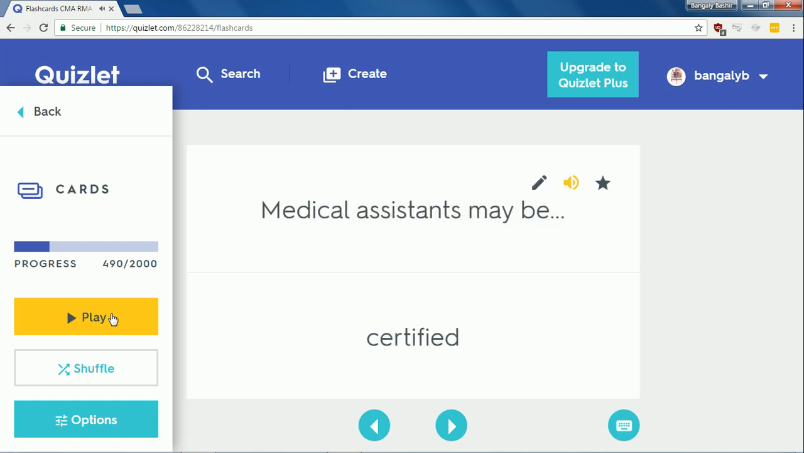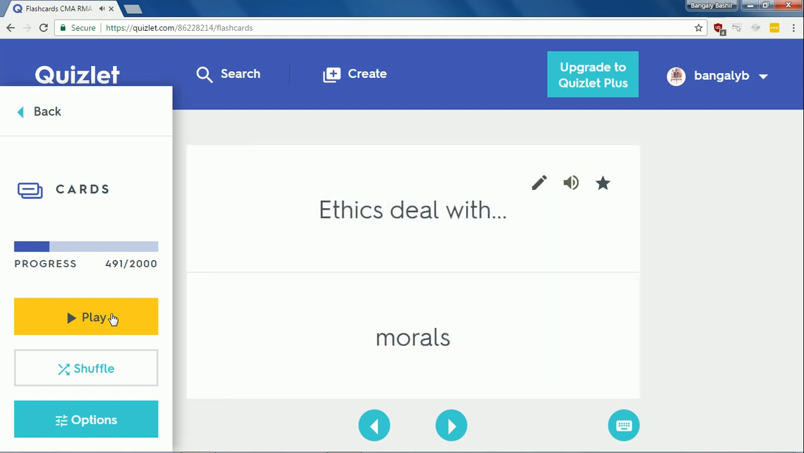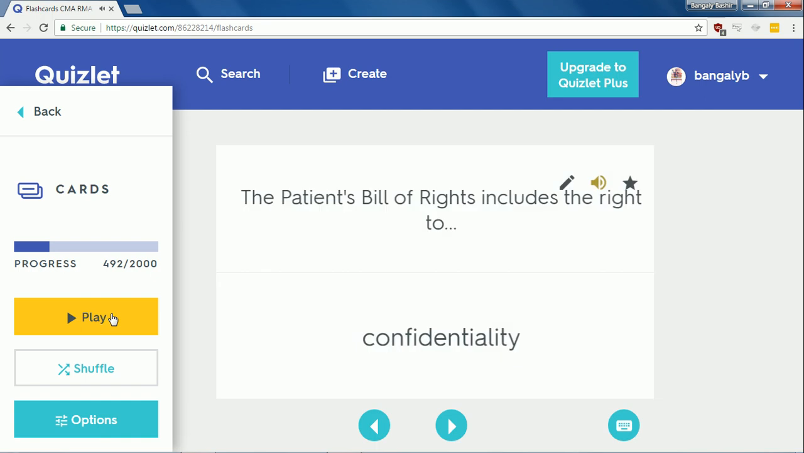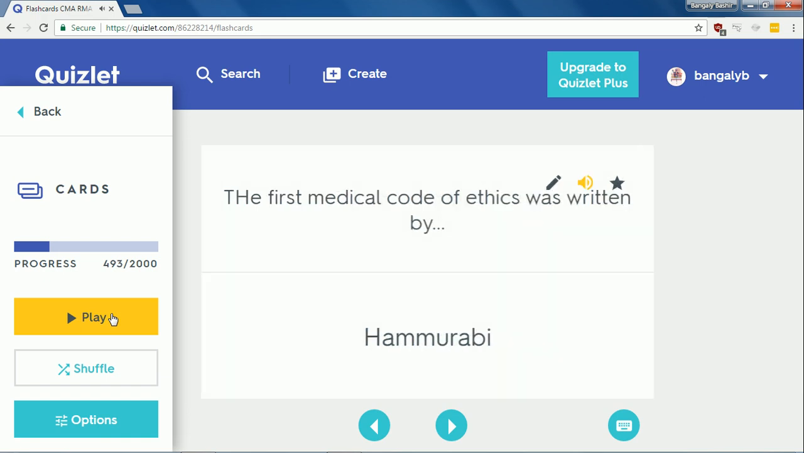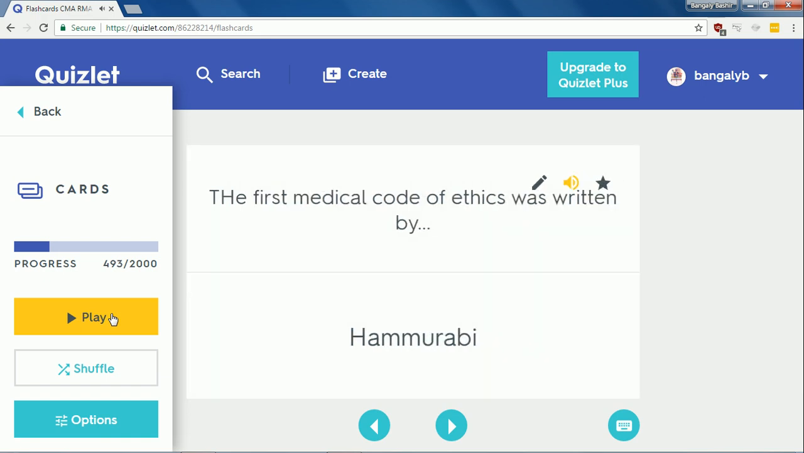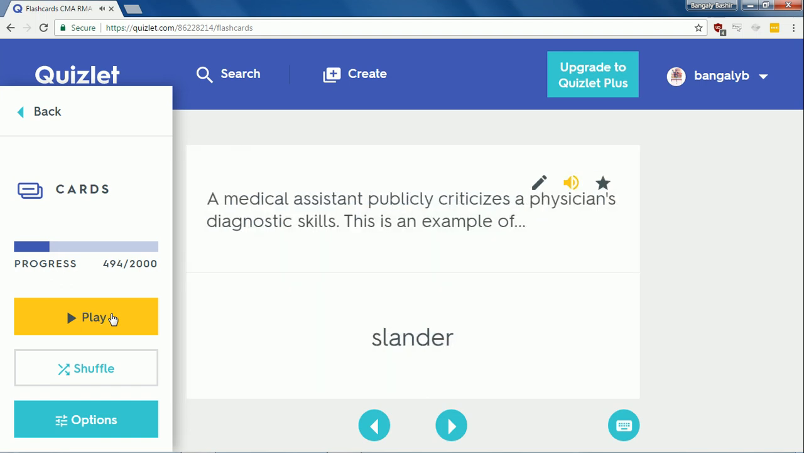Medical assistants may be certified. Ethics deal with morals. The patient's bill of rights includes the right to confidentiality. The first medical code of ethics was written by Hammurabi. A medical assistant publicly criticizes a physician's diagnostic skills. This is an example of slander.